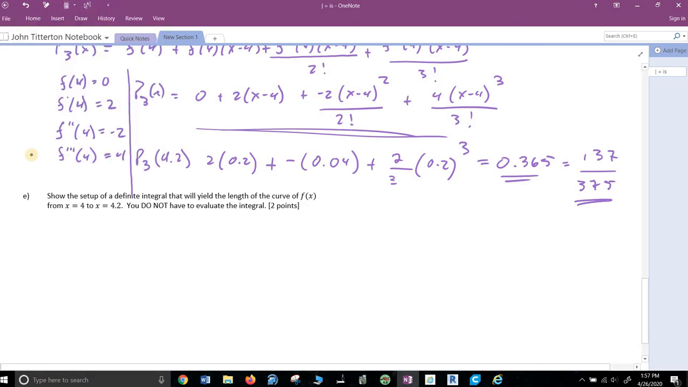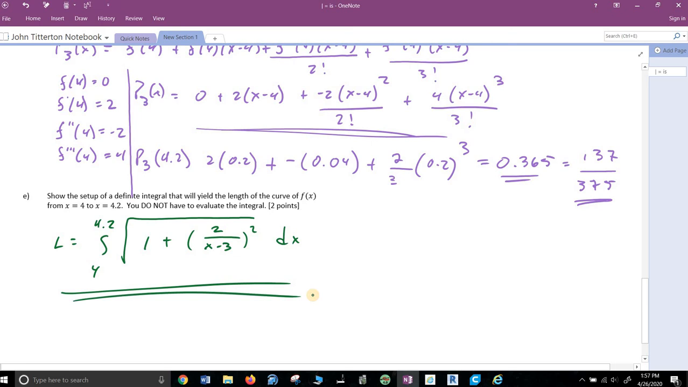Hey, what's going on with the length of the curve? All right, from 4 to 4.2, length equals the integral from 4 to 4.2, square root of 1 plus the derivative squared dx. Hey, wait a minute, we already have the derivative. That's really easy to do. That's it. That's a lot of work.